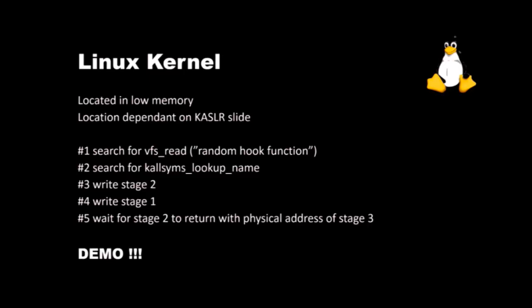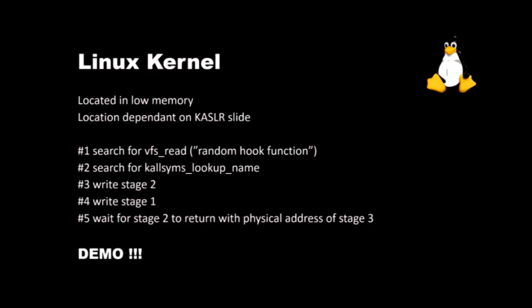Then I search for a function called kallsyms_lookup_name. This is pretty much the equivalent of GetProcAddress in Windows. It allows me to take a kernel symbol name and send it to that function, and it will look up the function pointer, or symbol, for that.